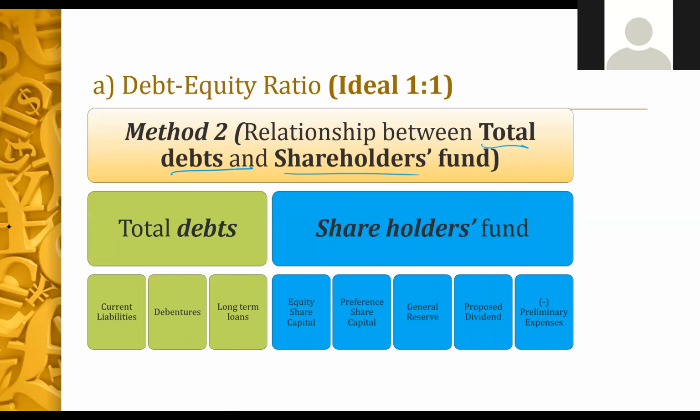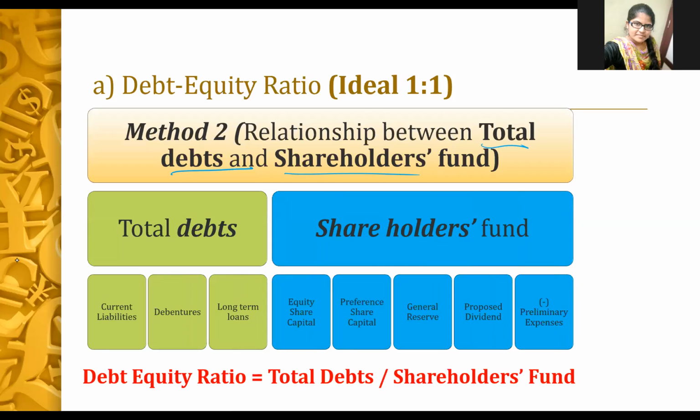What is the formula? Total debts divided by shareholders fund. Instead of studying all the formulas, you just find out the logic. Debts means debentures, that includes long-term loans and debentures. Total debts means we will include current liability also. And shareholders fund means all the items which are claimable by shareholders: equity, preference, general reserve, proposed dividend, less preliminary expenses. Shall we? Yes, sir.